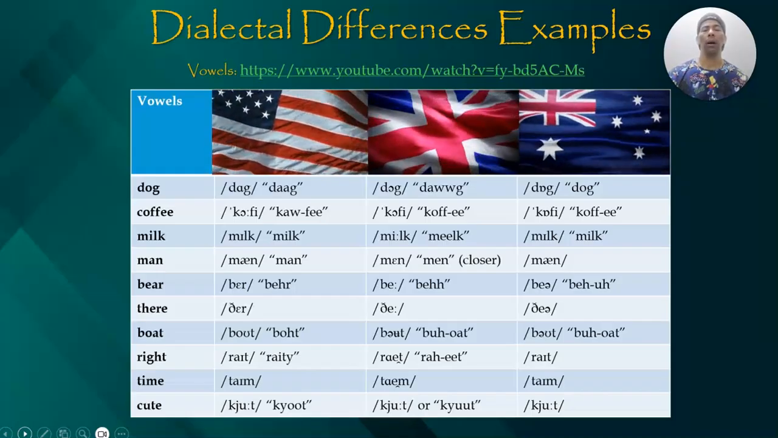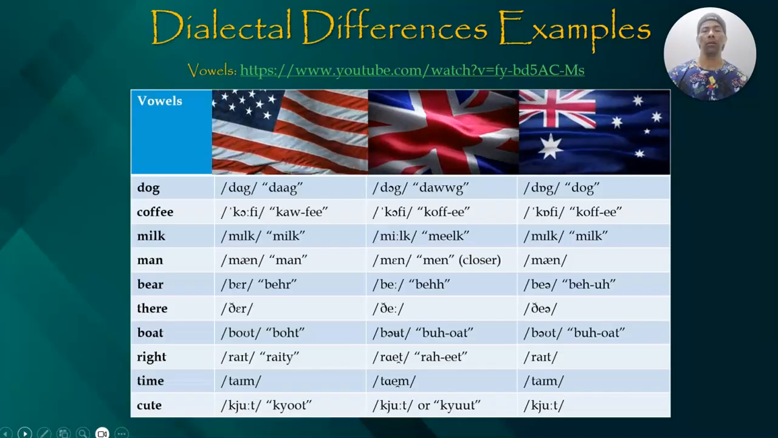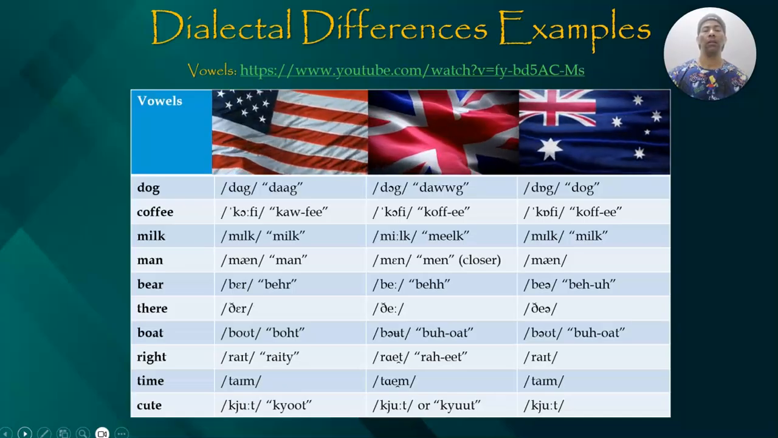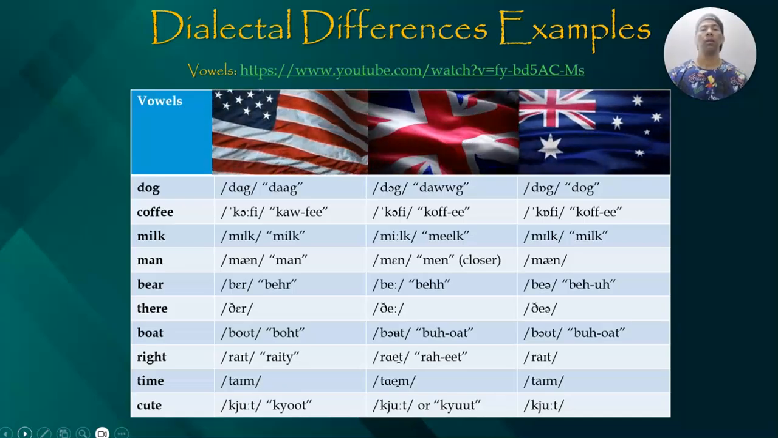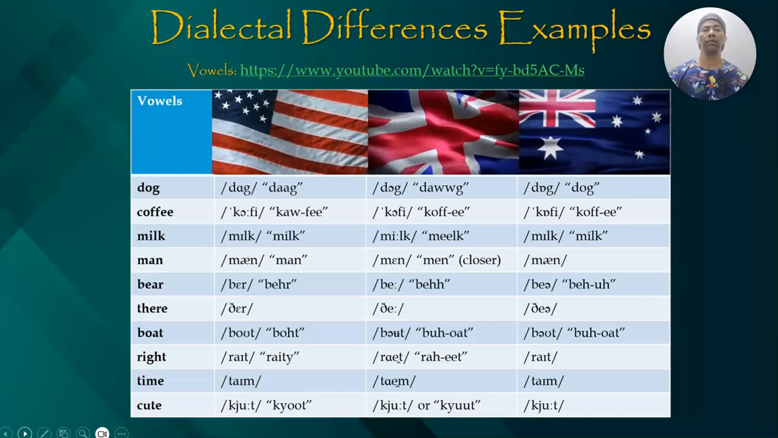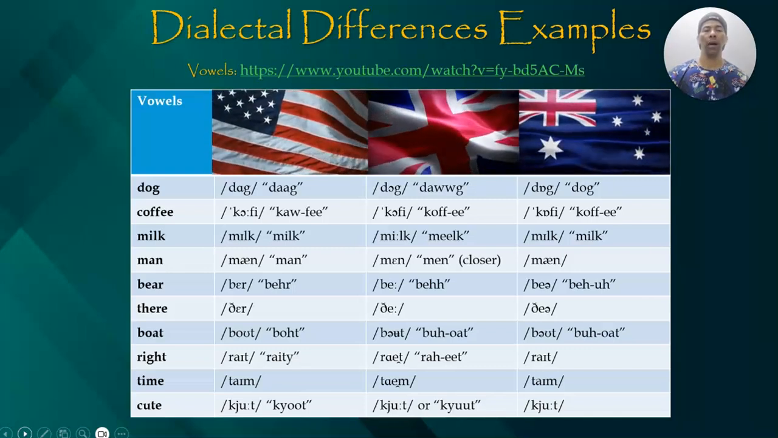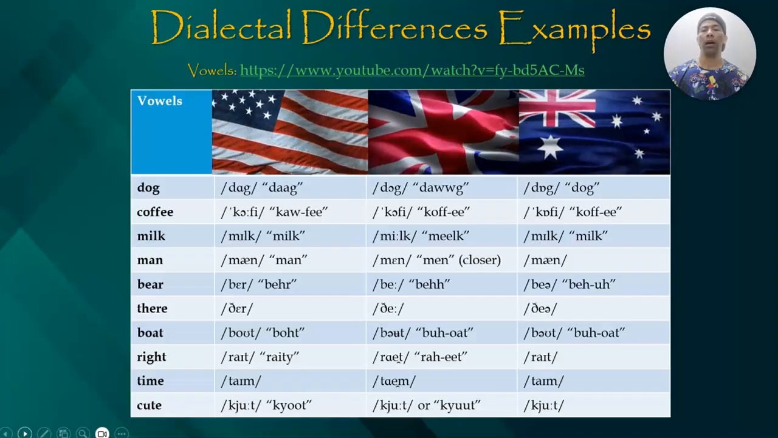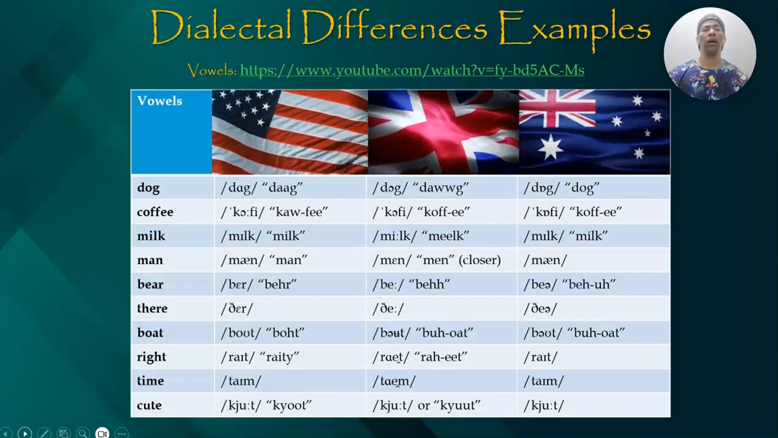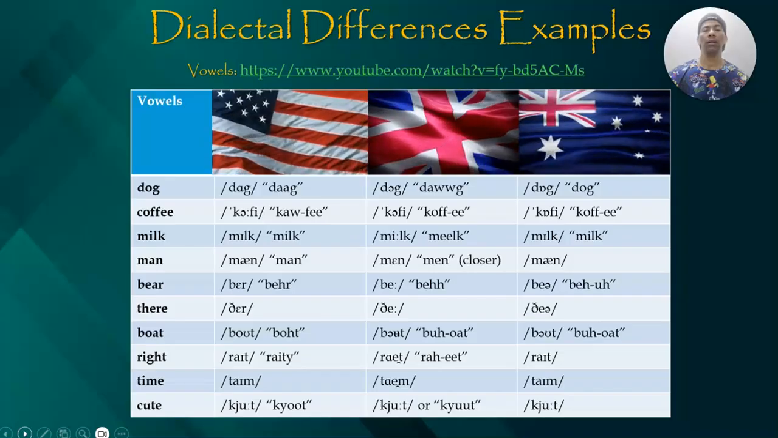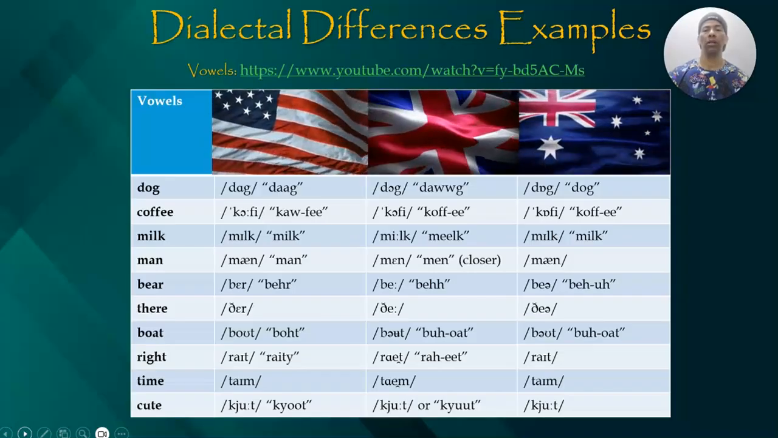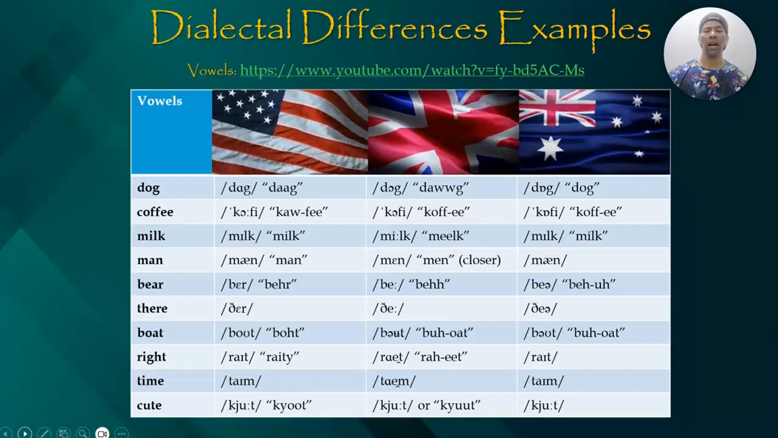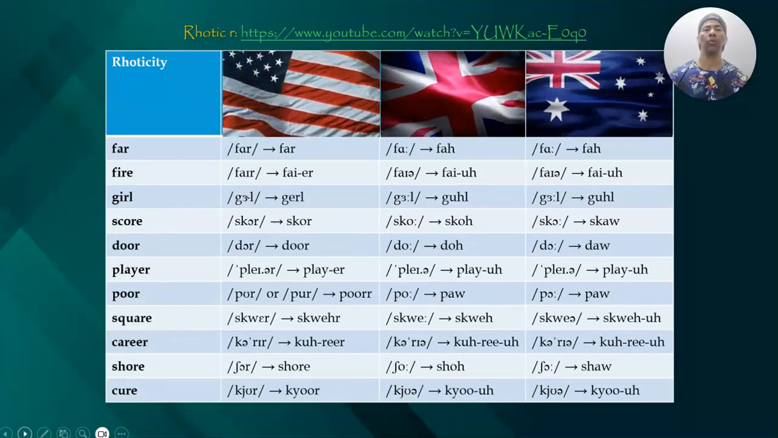Man, in American English, man. British, man. Australian English, man. Bear, in American, bear. In British, bear. In Australian, there. In American, there. In British, there. In Australian. And there are lots and lots of different examples.